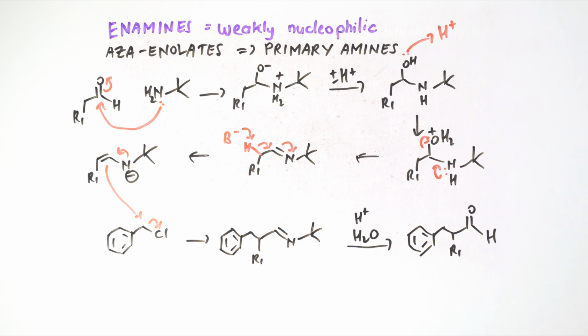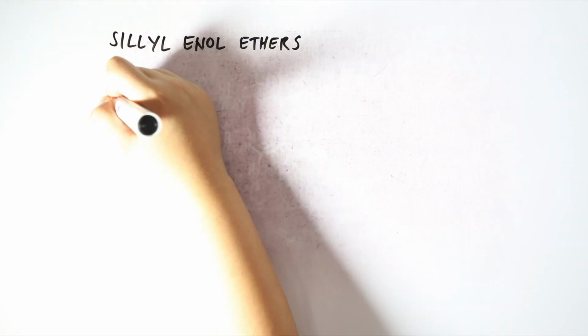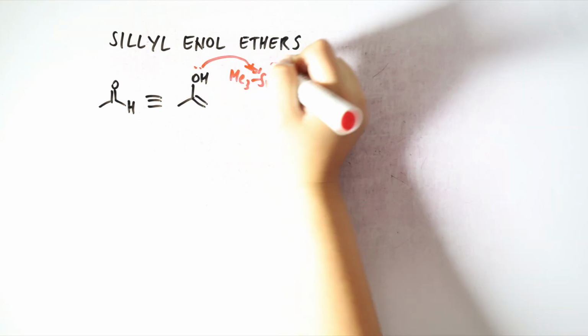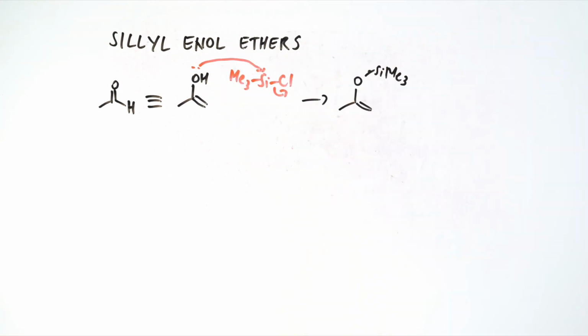The last alternative is silyl enol ethers. Reacting an aldehyde with trimethylsilyl chloride will form a silyl enol ether. This silyl enol ether is good for reaction with SN1 reactive electrophiles such as tertiary alkyl halides.